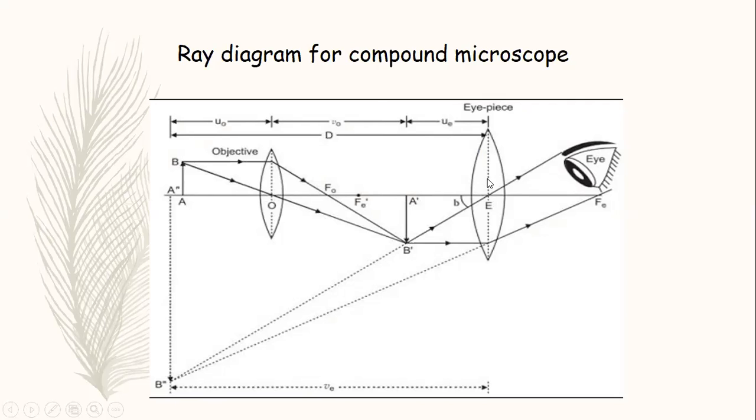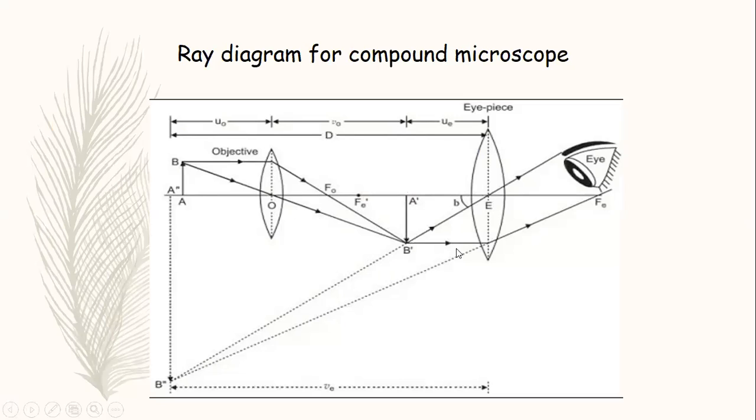Now for the eyepiece, we are using a lens of larger focal length. The image of this lens is adjusted in such a way that it serves as an object for this lens, and it should be within the focal length of this lens. Now you can see fe is the focal length of the eyepiece, and this object is within the focal length of this eyepiece. Now again I'm going to draw the ray diagram.